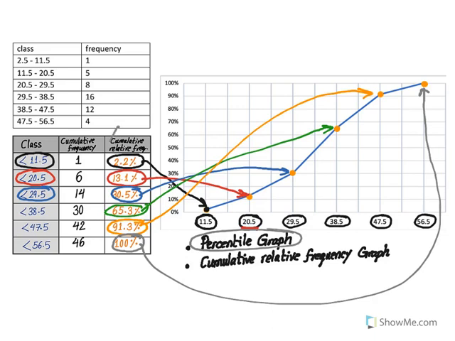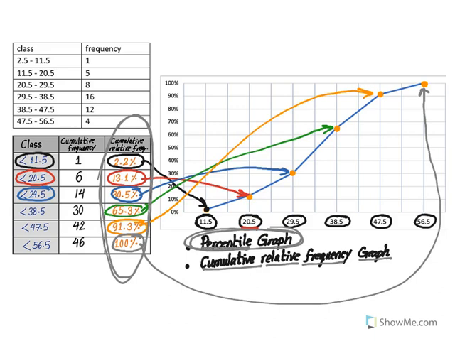Because, you see, you got it from this column. This column is all what you needed to get it. So it is the cumulative relative frequency graph. But okay, if you prefer to use percentile, it's okay. Also, we are using percentile.